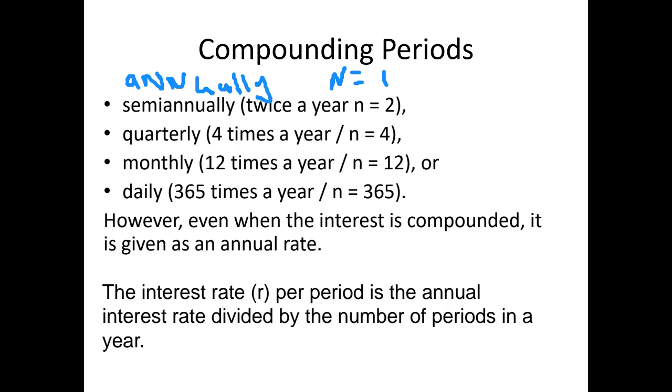Okay, now the second one, the number 2, is whenever you see a word problem that says they're taking the interest or their compounding periods semi-annually, that means twice a year. So n is equal to 2. Okay.